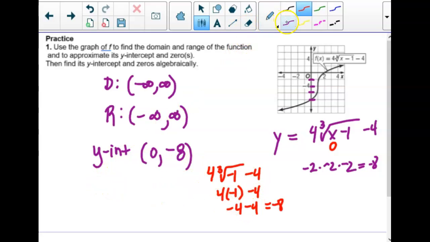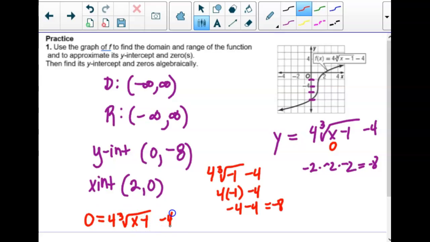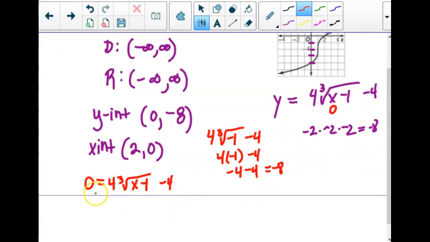All right, and lastly, the x-intercept, where does it appear that it's crossing the x, guys? 2. So that would be (2, 0) as the only x-intercept. And we would have to set the function equal to 0 to solve algebraically. If we added a 4 over to the other side, we would divide by 4 and get 1. How to get rid of a cubed root? Anybody?